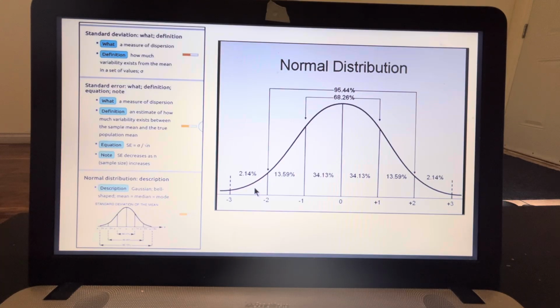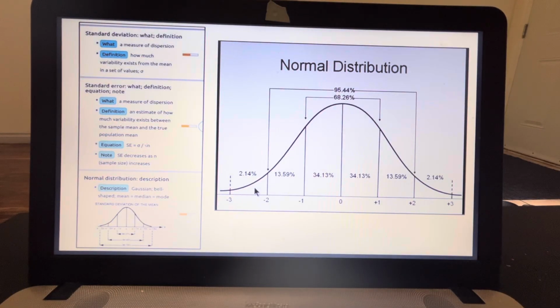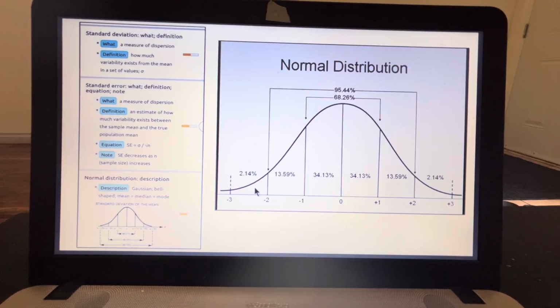Then we have the normal distribution. We must know the features of the normal distribution curve. It's Gaussian, it's bell shaped, in which the mean, median, and mode are equal. This is the normal distribution. And we must know what is one standard deviation, what is two, and three. Number one is 68, and two is 95, and three is 99.7. Mostly they ask the numbers 68, 95. Usually they ask two standard deviations, so the answer will be 95.